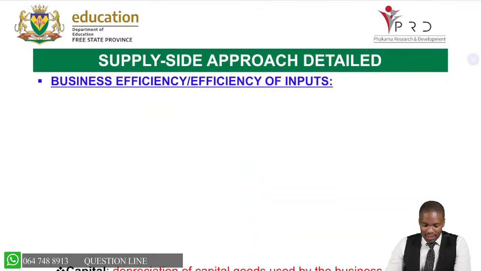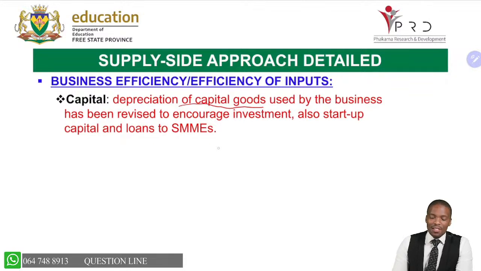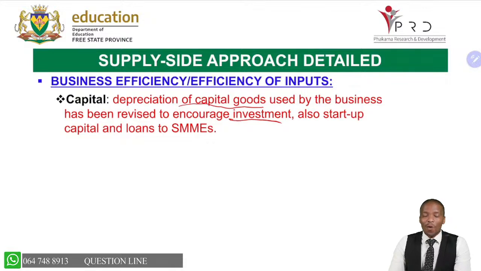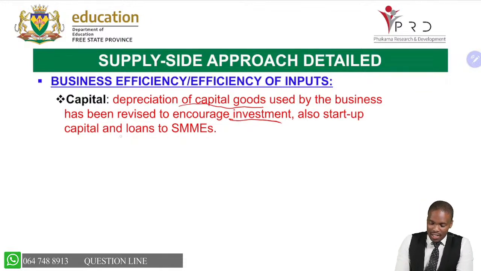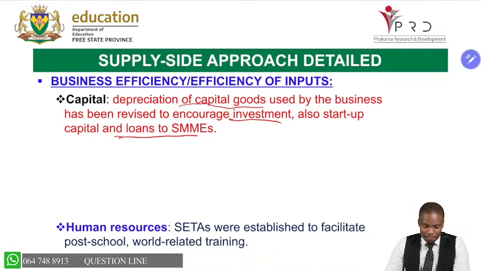We also talked about capital. Here, the depreciation of capital goods used by the businesses has to be revised. In that way, we're encouraging more investment in the country. We are also encouraging small businesses to go and take up loans. In that way, production will take place, employment will take place. People, when they're employed, have spending, and then the government will be able to tax them. The tax that is collected by the government will be used for redistribution purposes.